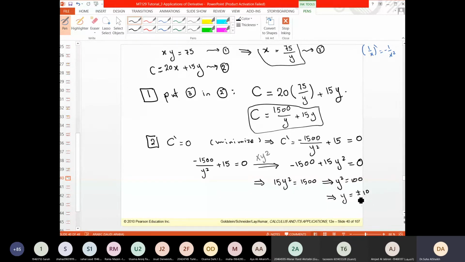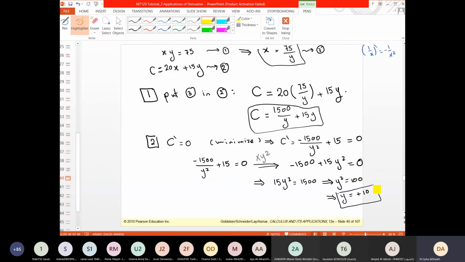Of course, I'm talking about dimension, so we do not talk about the minus, so we just say it is plus 10. You got it? The correct answer is plus or minus, but since I'm talking about dimension, I just take the positive y. I got the y already.